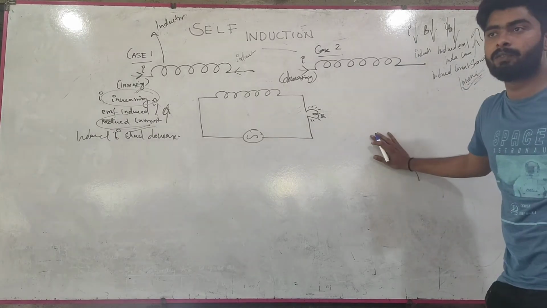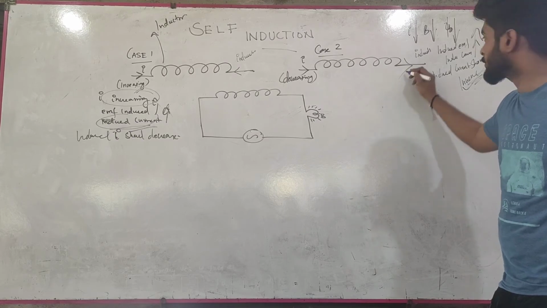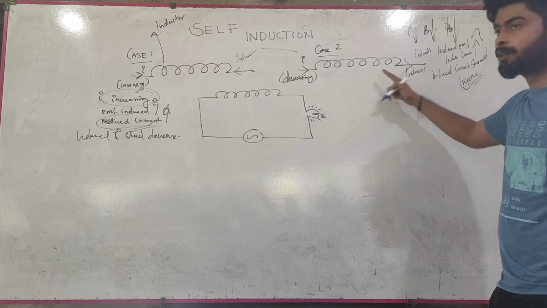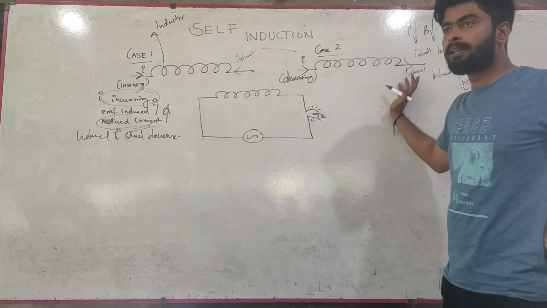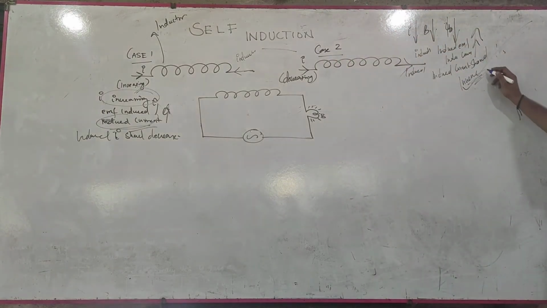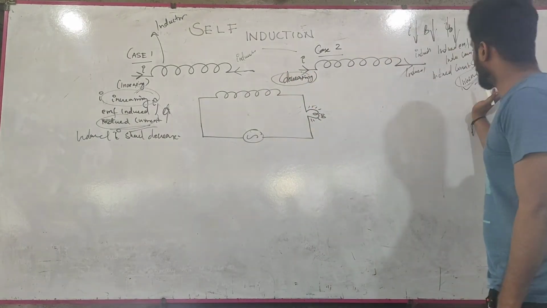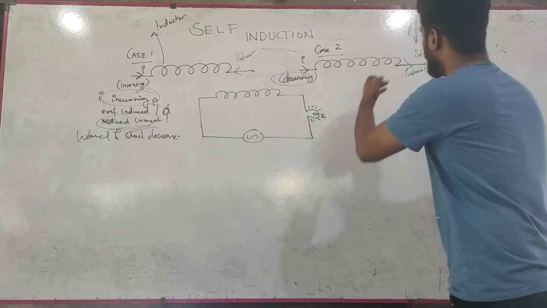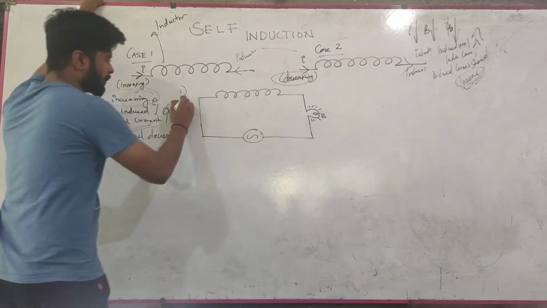Tell me what will be the direction of induced current? Will it be towards left or towards right? It will be towards right. So the induced current direction is towards right, because the net current increases. Because the current is decreasing, the induced current wants to increase. Therefore, it will go in this direction. Clear? So, let's go to the main topic of self-induction.